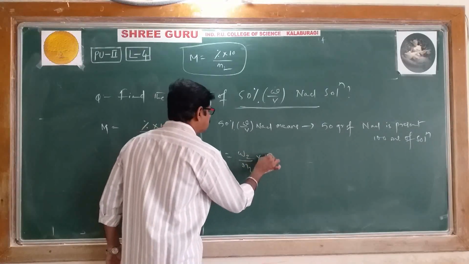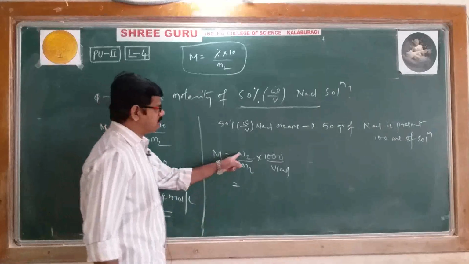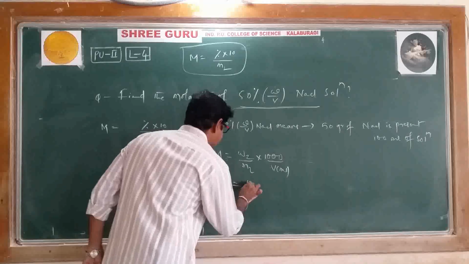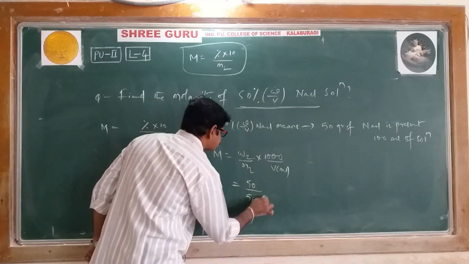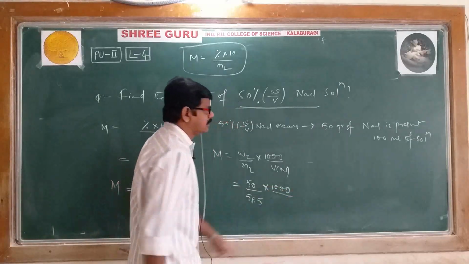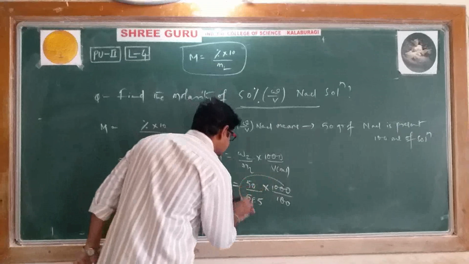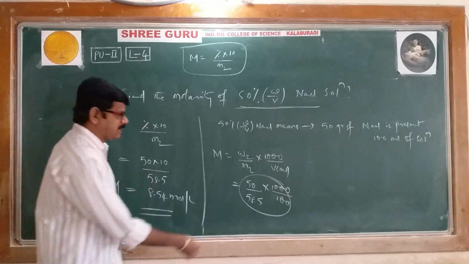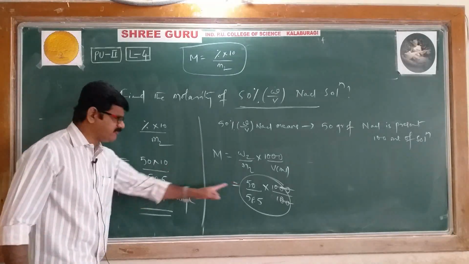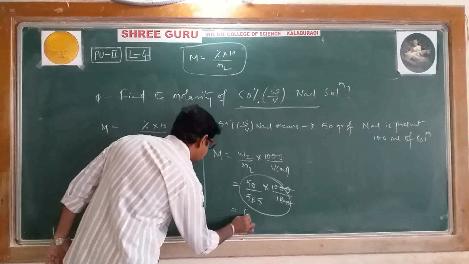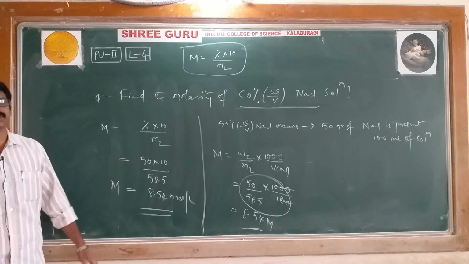Molarity is W2 by M2 into 1000 divided by volume in milliliters. W2, the mass of solute, is 50 grams. We substitute 50 divided by the molar mass of NaCl, 58.5, into 1000, divided by 100 milliliters of solution. If you simplify and cancel 2 zeros, you get the same value. Therefore the answer is 8.54 molar, or mole per liter.